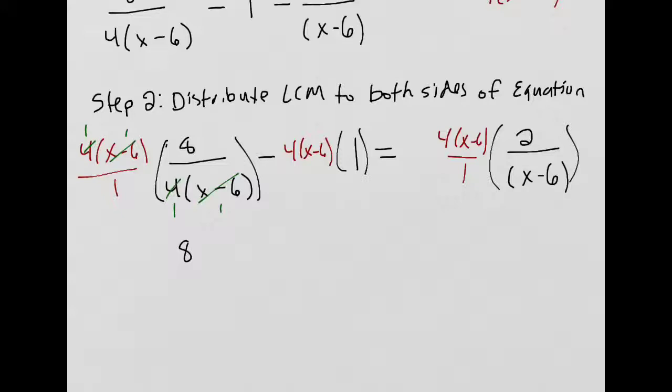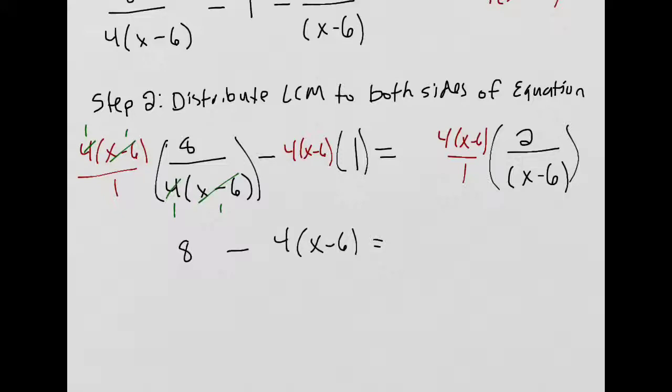When I look at the second term, I've got 4 times x minus 6 times 1. I'm going to start by multiplying the 4 and the 1 together, and that leaves me with 4. And then I'm just going to leave the x minus 6 behind, in factored form.